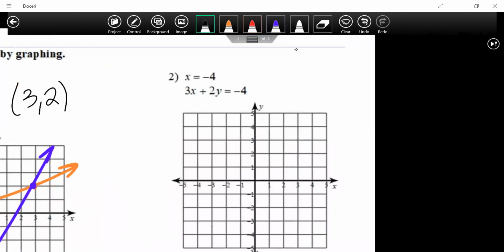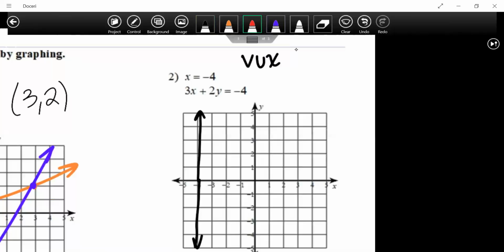I think the one to the right is a little bit trickier. The one to the right is telling me to do what? What is my x equal to? Negative 4. That is a vertical line for the x value at negative 4. So it's going up and down, right here. Okay, so we have our value there.